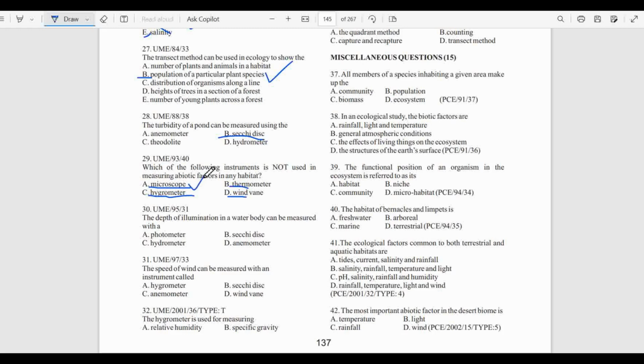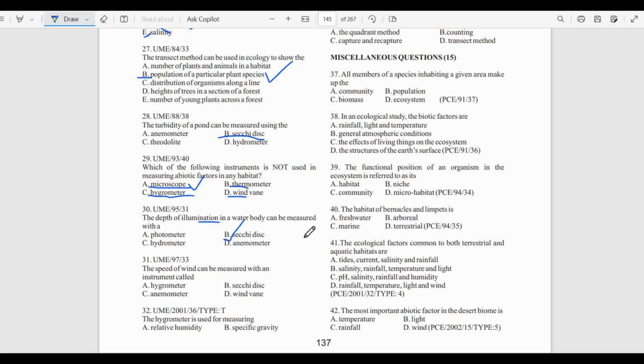Is A, microscope. Lastly, but not the least, question number 30, where I'm going to stop today. It says the depth of illumination in a water body can be measured. Again, the depth of illumination. That's another way to say turbidity can be measured with A, photometer, B, Secchi disk, C, hydrometer, and D, anemometer. Because the depth of illumination is another word for turbidity. So the right answer to question 30 is B, Secchi disk.